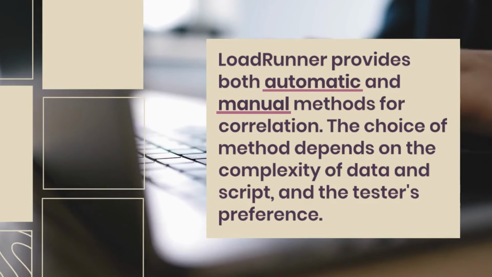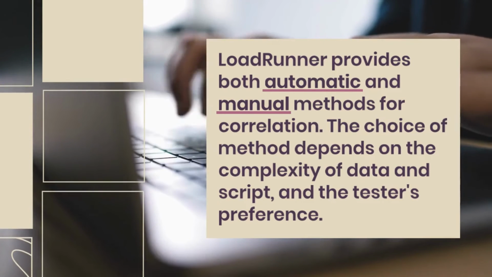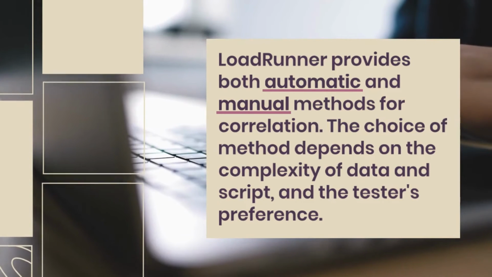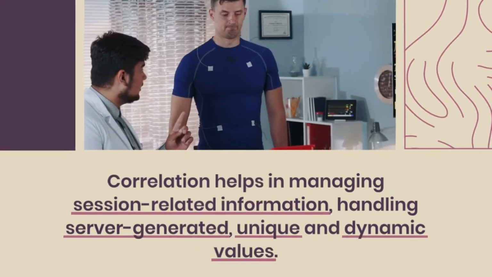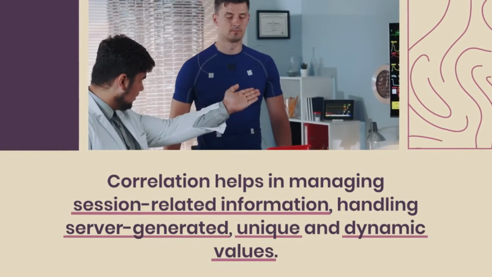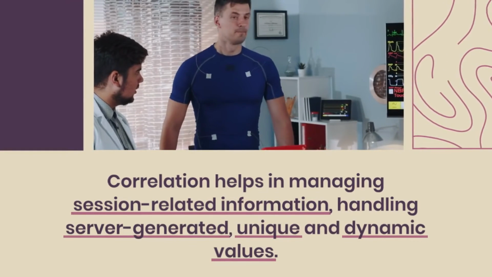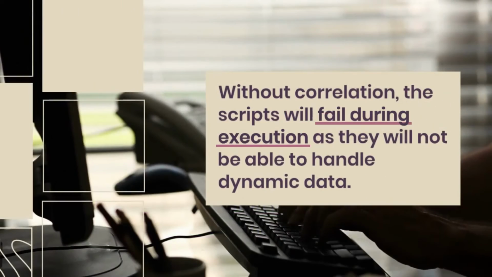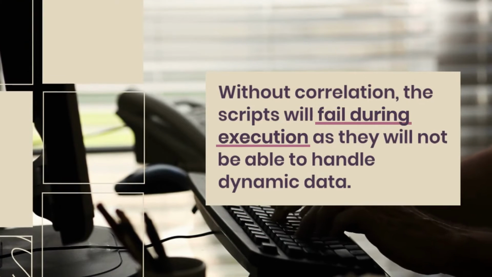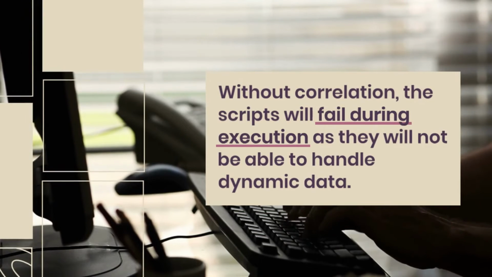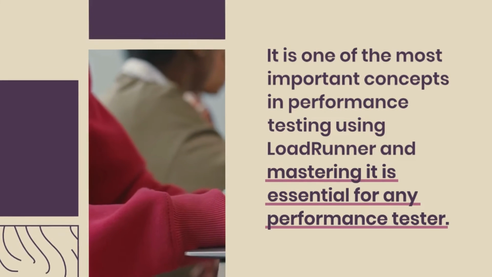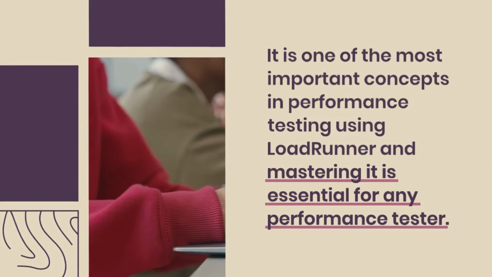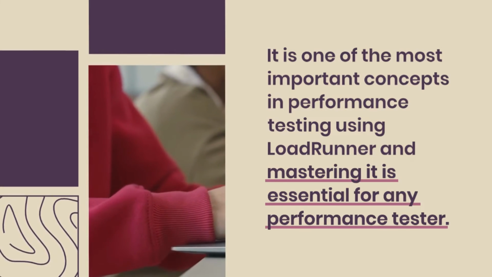LoadRunner provides both automatic and manual methods for correlation. The choice of method depends on the complexity of data and script, and the tester's preference. Correlation helps in managing session-related information, handling server-generated, unique and dynamic values. Without correlation, the scripts will fail during execution as they will not be able to handle dynamic data. It is one of the most important concepts in performance testing. Using LoadRunner and mastering it is essential for any performance tester.